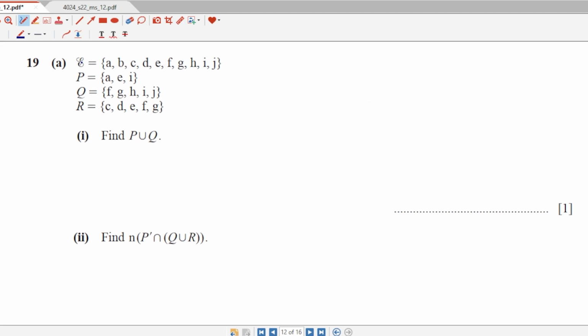Question 19. Part A. The universal set is A, B, C, D, E, F, G, H, I, J, and P is A, E, I, Q is F, G, H, I, J, R is C, D, E, F, G. Find P union Q. P union Q means you need to combine the elements of P and Q. The elements of P are A, E, I and of Q are F, G, H, I, J. You don't need to repeat I. I belongs to both P and Q, but it should be written only one time. The answer is, you can also write these in alphabetical order: A, E, F, G, H, I, J.